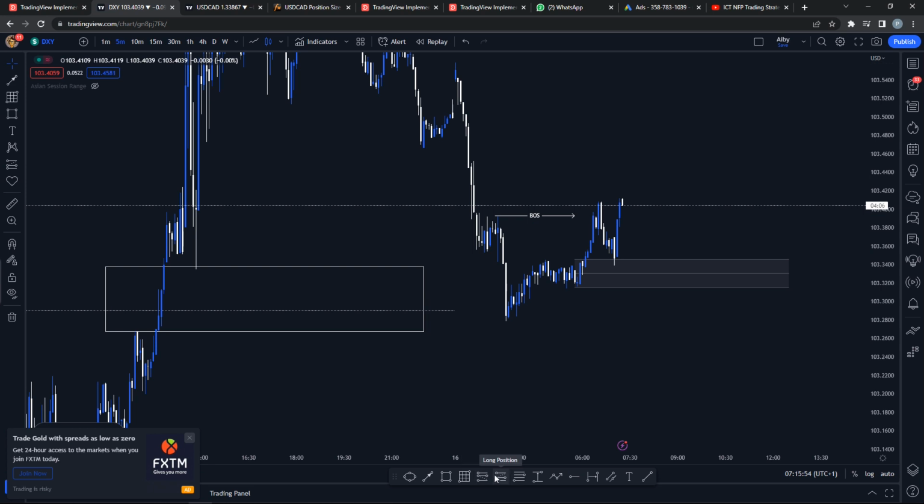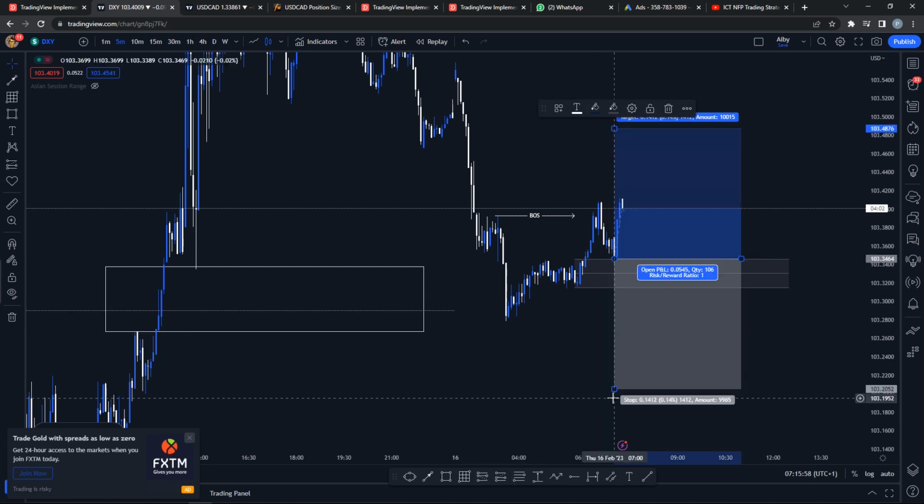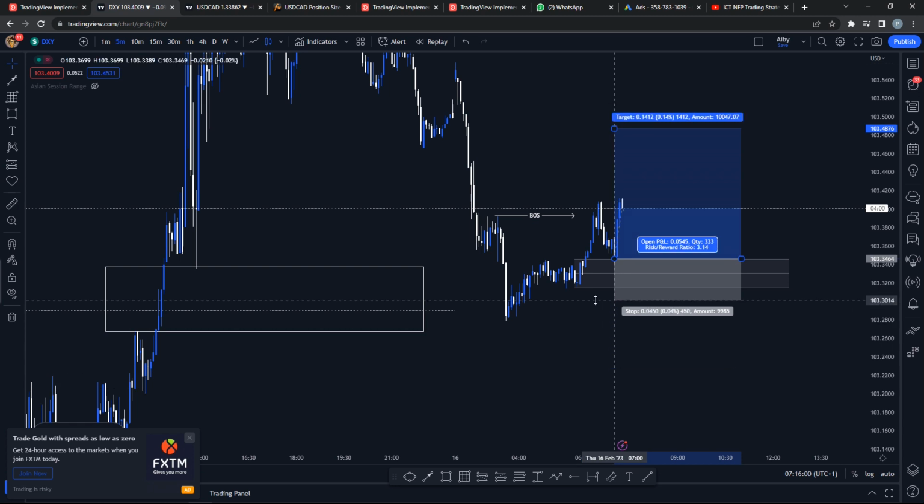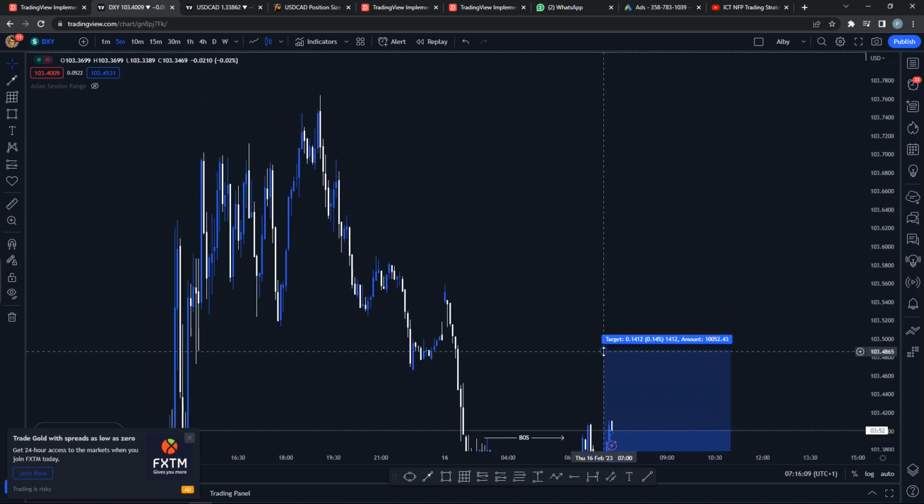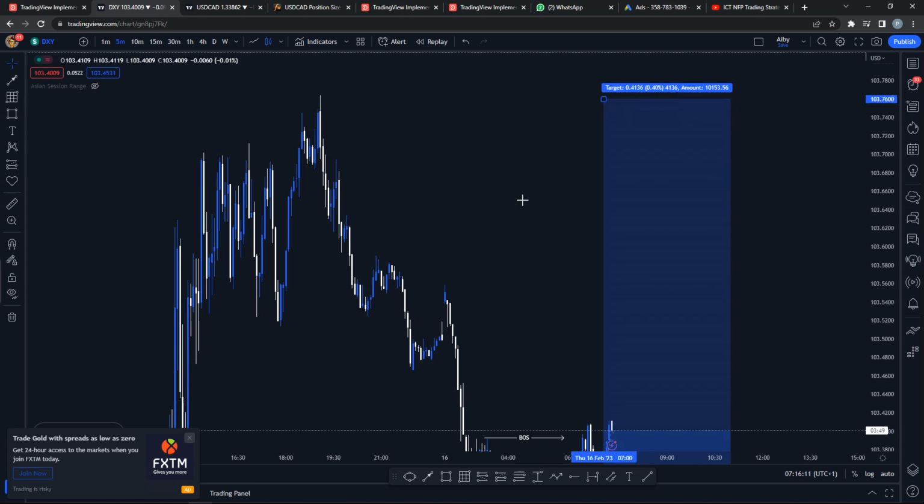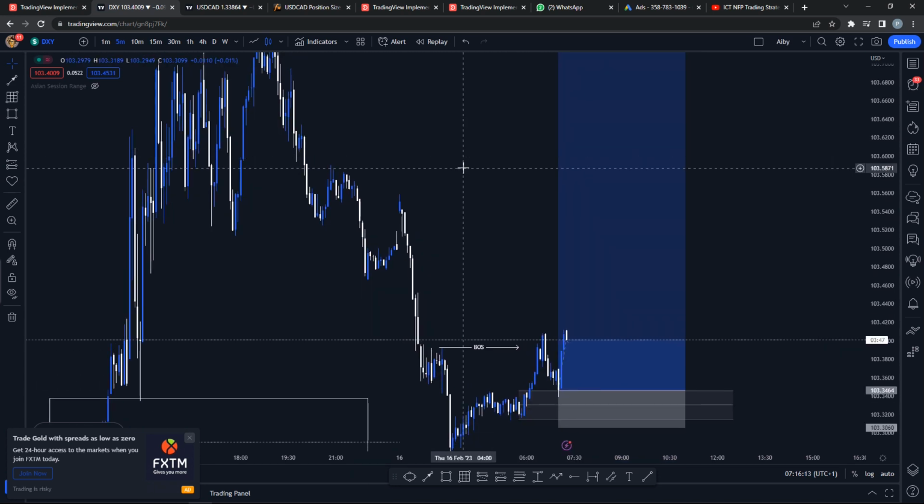After the break of structure, I took my entry to buy from this order block with my stop loss below here. You might want to go below here, depends. But with mine here, my target is to take out this liquidity first. Yeah, so that's my DXY.